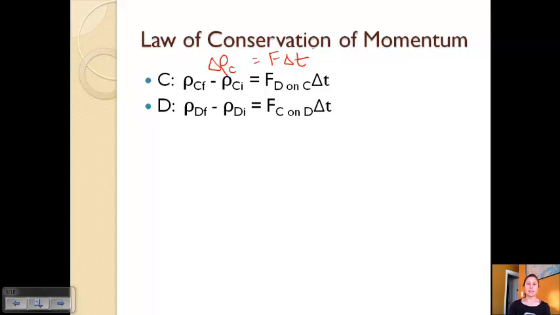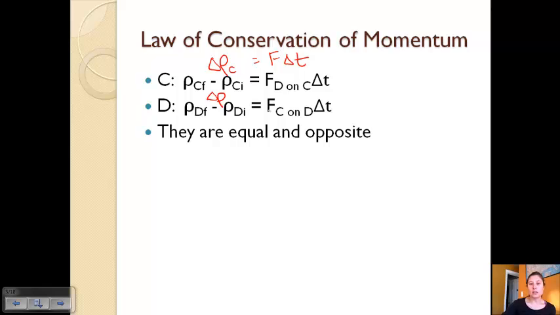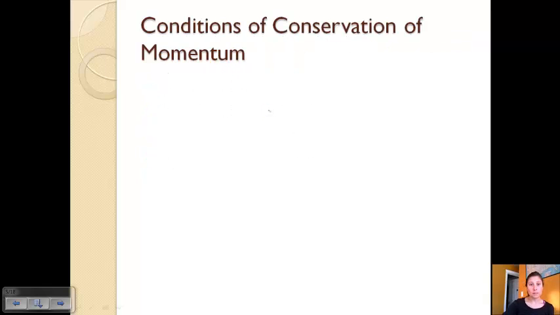For object D, we could say the same type of equation. The change in momentum for object D is equal to the force of object C on D times the change in time over which that force occurred. These changes are equal and opposite, and so the forces are also equal and opposite, and that's how we relate this to the law of conservation of momentum, because if they're equal and opposite, then momentum is conserved.